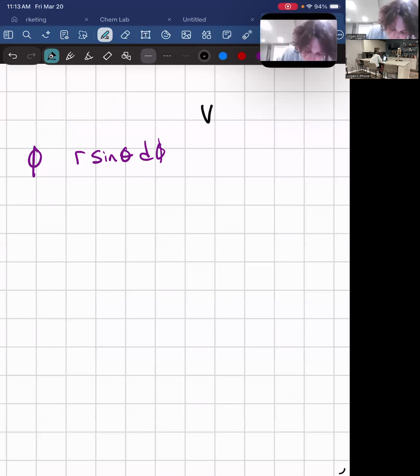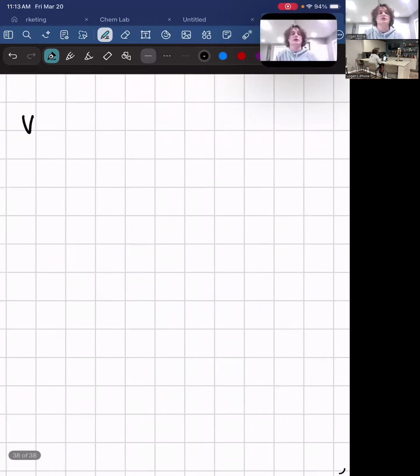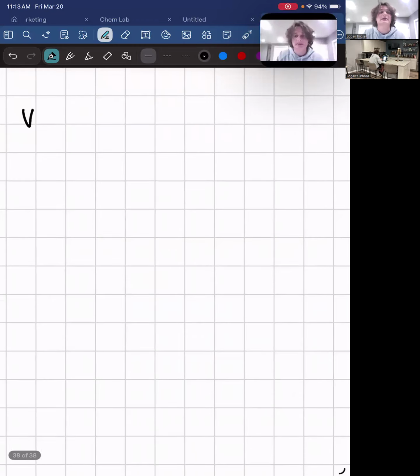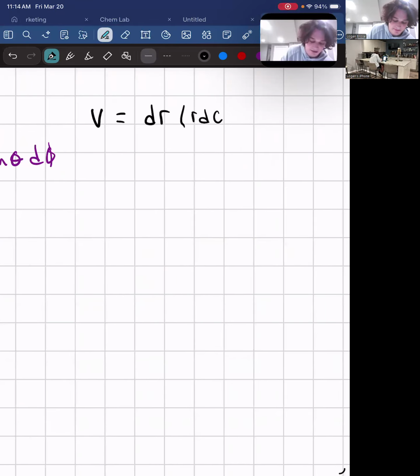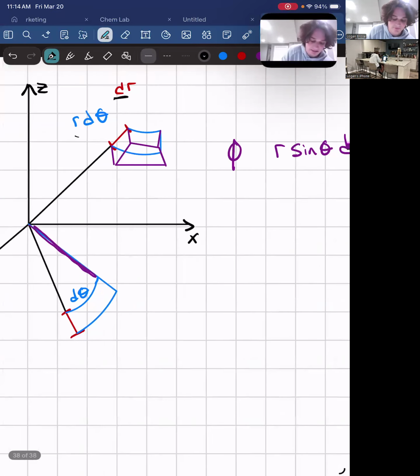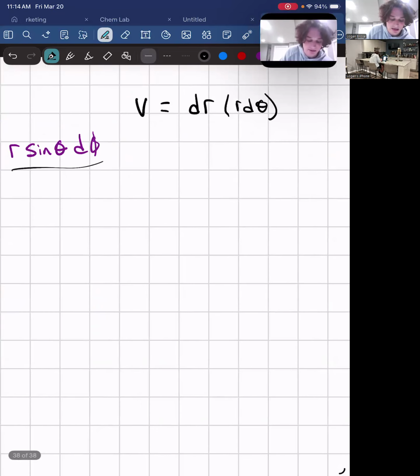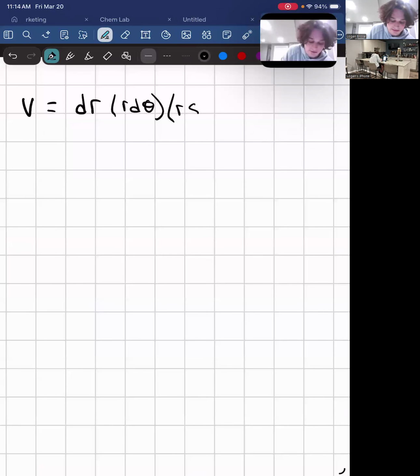So our volume, like we did before, where in Cartesian coordinates it was dx, dy, dz, and in cylindrical coordinates it was r d theta, dr, dz. This value for our volume will be dr, that's our first. Then it'll be r d theta, that's this value. And then our final value is r sine theta d phi.